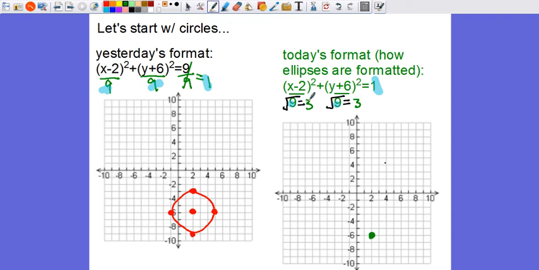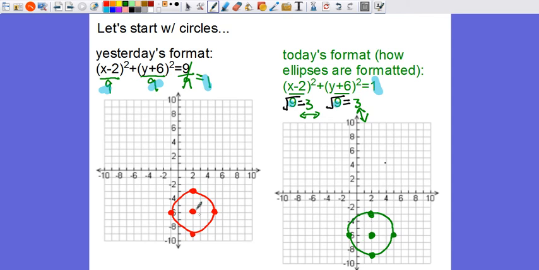Because this relates to the x, it affects the x, so it's 3 left, right. Because this relates to the y, it affects the y, so it's up, down. So I'm going to go 3 left, right, and 3 up, down. Then you get the same circle as you see on the left side. So the red circle is the same as the green circle. It's just a different way of interpreting it.